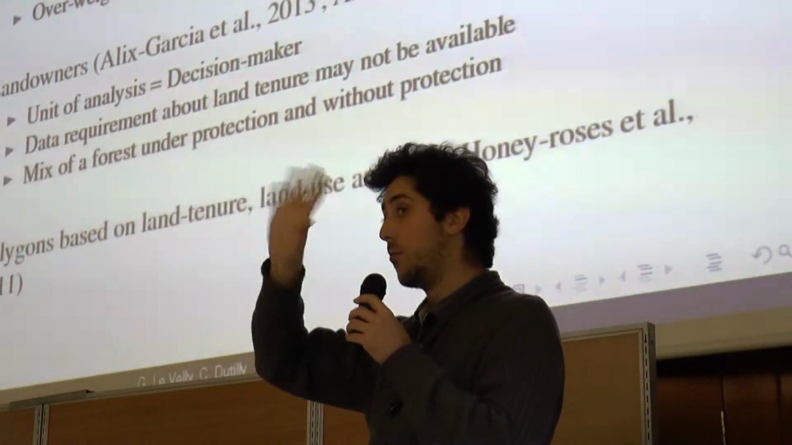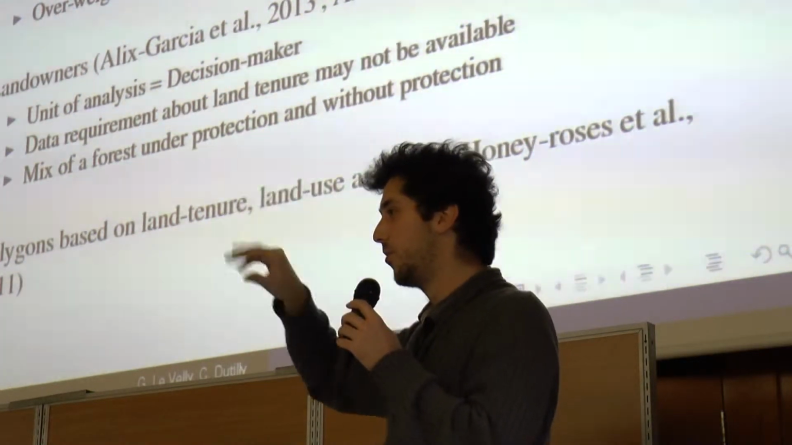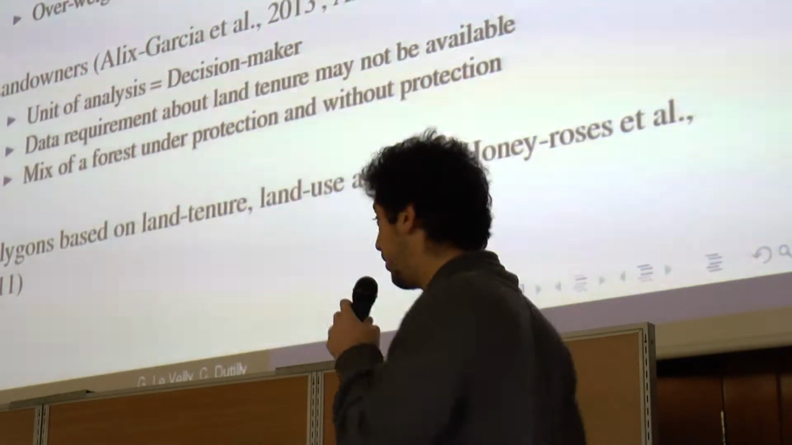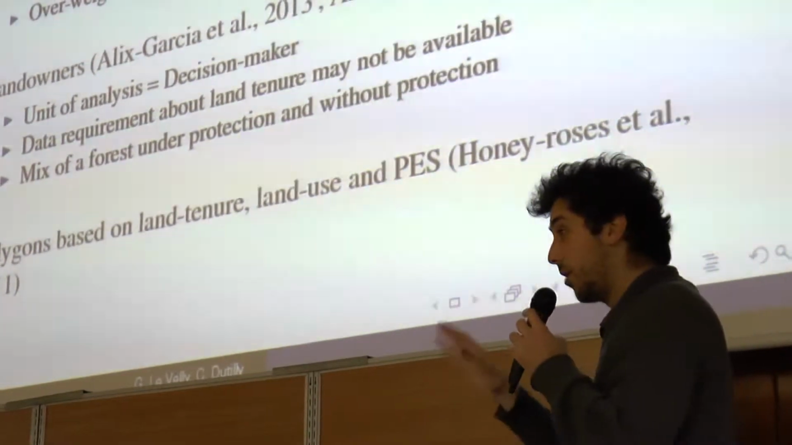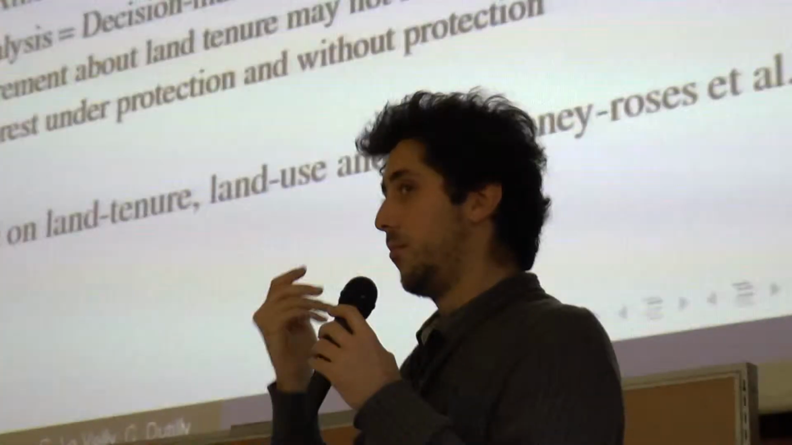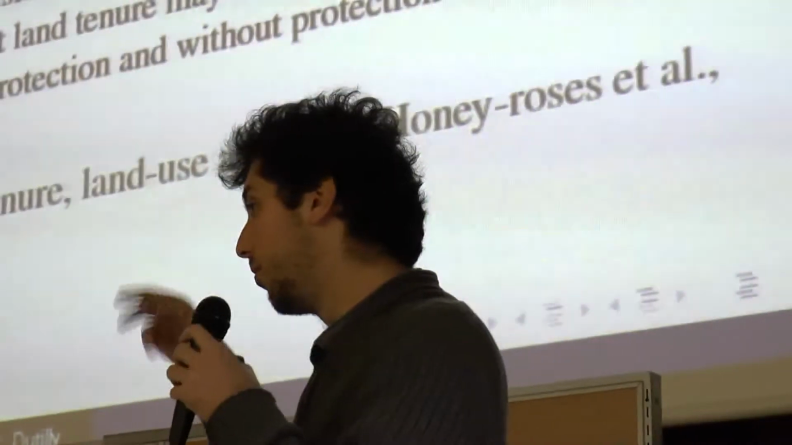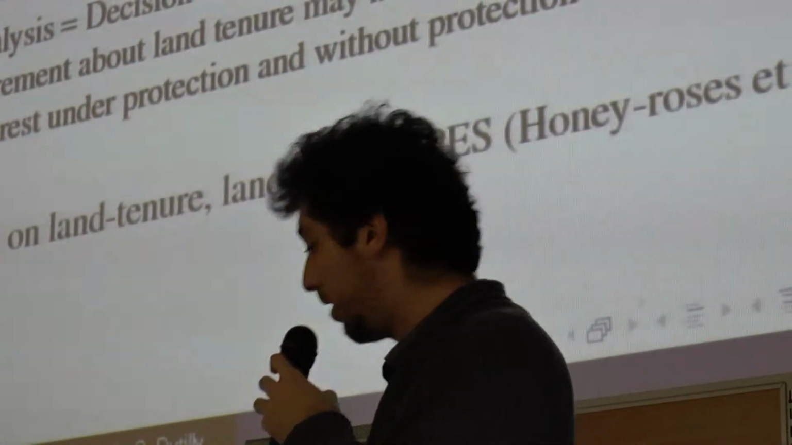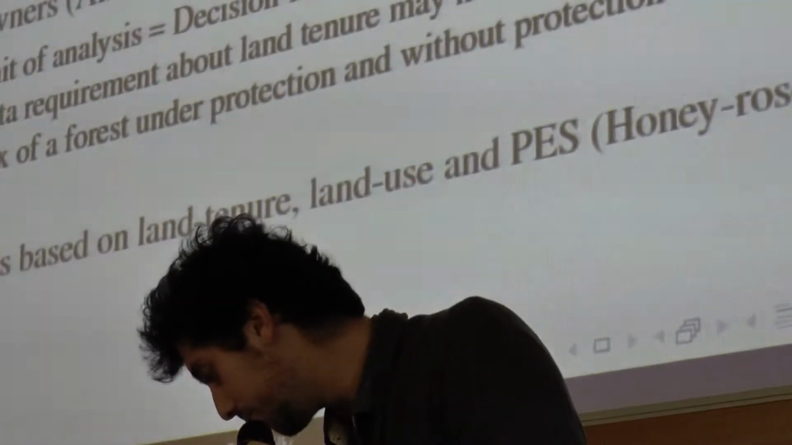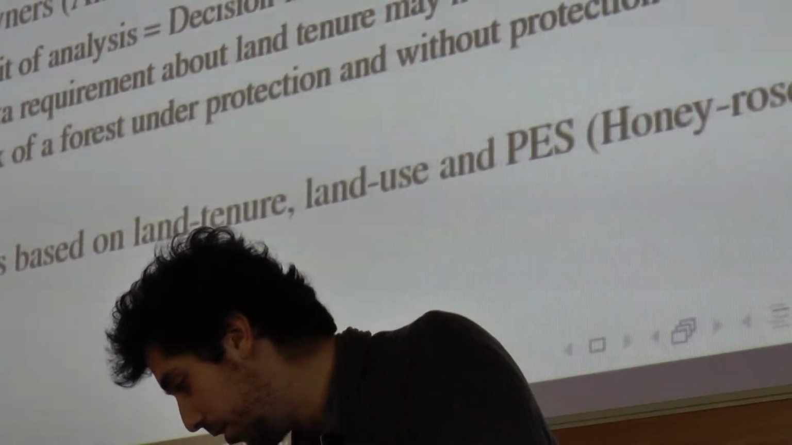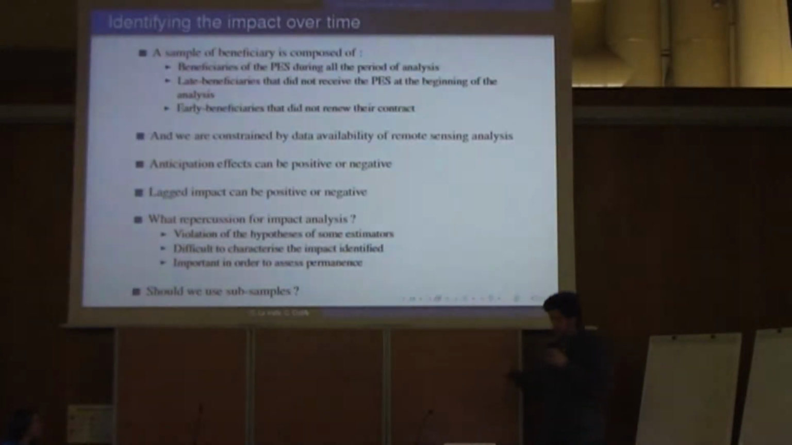So you get some kind of homogeneous polygons of land use that belong to the same people, with or without protections. So it brings us closer to the decision maker, but also allows us to include some information about the land use and the geographic characteristics of the unit of analysis.